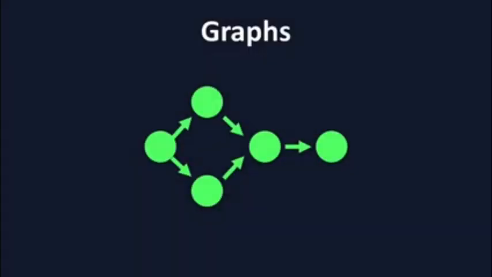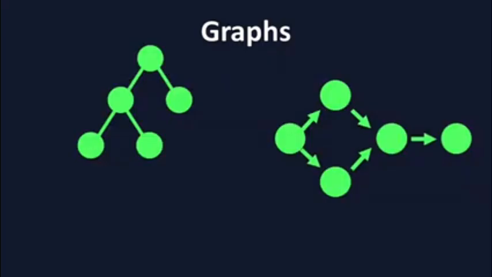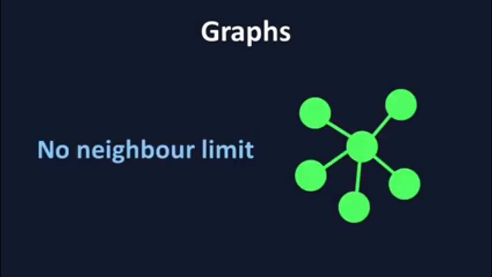Lastly, we have graphs. Graphs are basically models for a set of connections. Like trees, graphs are made up of nodes and edges. In fact, trees, and even linked lists to an extent, are technically just types of graphs. But graphs can get a lot more complicated than that. In a graph, there are far less restrictions than with trees. Nodes can be connected to any amount of neighbors.